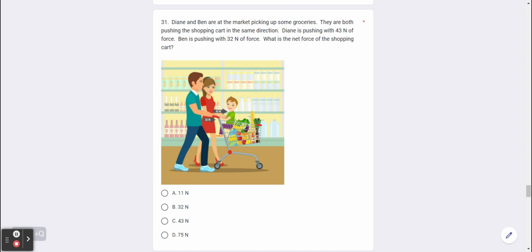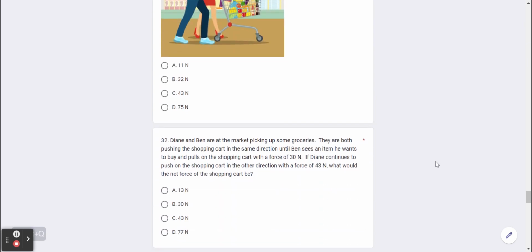31. Diane and Ben are at the market, picking up some groceries. They're both pushing the shopping cart in the same direction. Diane is pushing with 43 newtons of force. Ben is pushing with 32 newtons of force. What is the net force on the shopping cart? A, 11 newtons, B, 32 newtons, C, 43 newtons, D, 75 newtons.